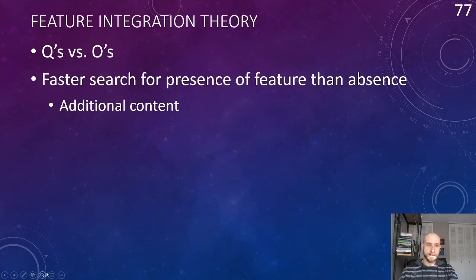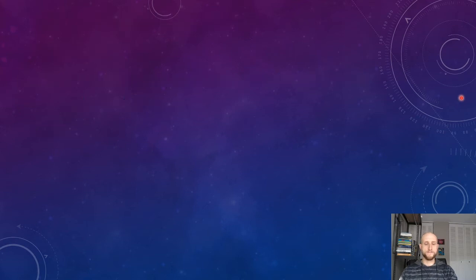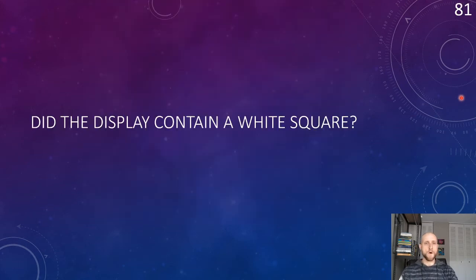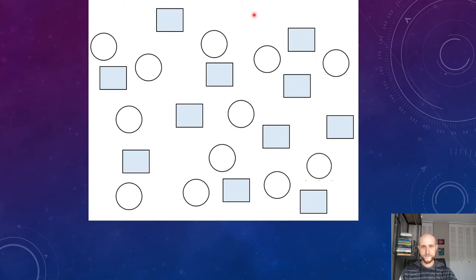The second interesting experience that we have with the feature integration theory is I want to show you a diagram, and I want you to answer a question afterwards. Ready? So make sure that you're focusing on the screen, and here we go. Was there a white square? Now I know I presented that very quickly. Was there a white square in the diagram? You might say yes, but in actuality, there wasn't. There were these light blue squares and white circles.